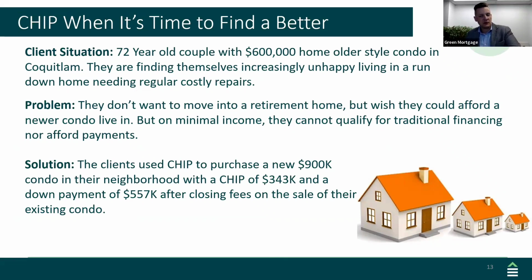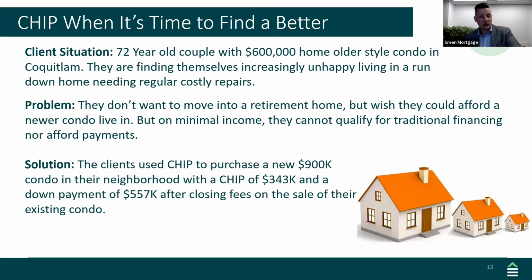They didn't really want to move into a retirement home, but they did want to look at buying a new condo, so something that needed a little less work, but on minimal income, they couldn't qualify for a traditional mortgage, nor afford the payments. So what they did is they used a CHIP mortgage to purchase a new $900,000 condo. They got a reverse mortgage of $343,000. That was basically the amount that they needed after they sold their condo, paid the closing costs, paid a realtor, and paid for the closing costs in the new purchase.